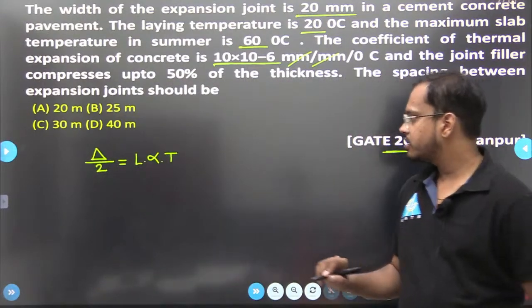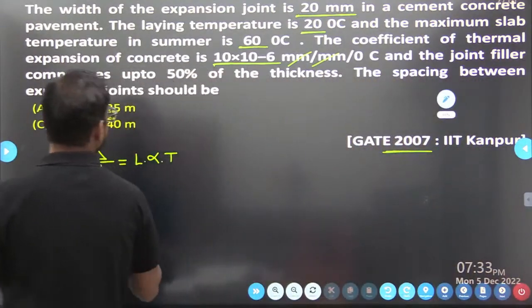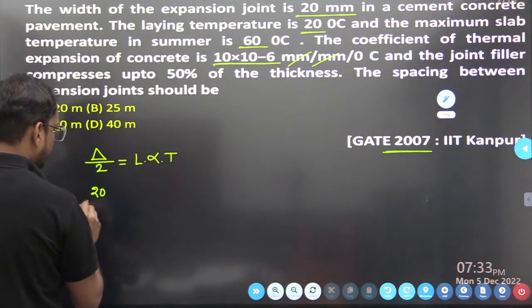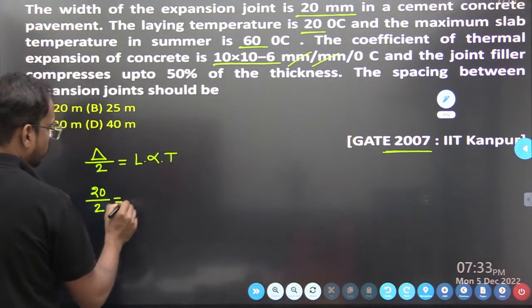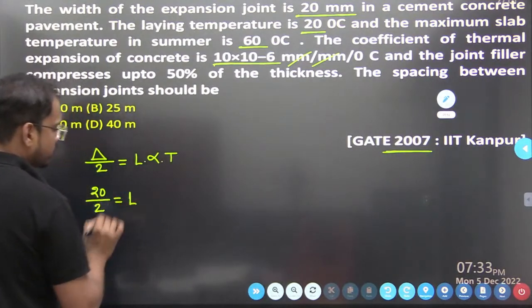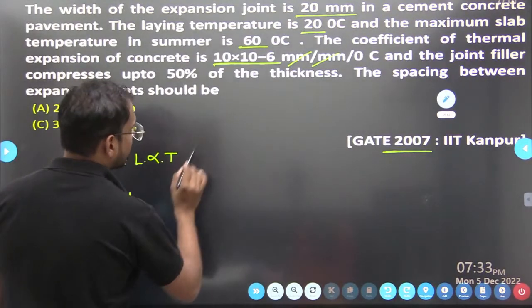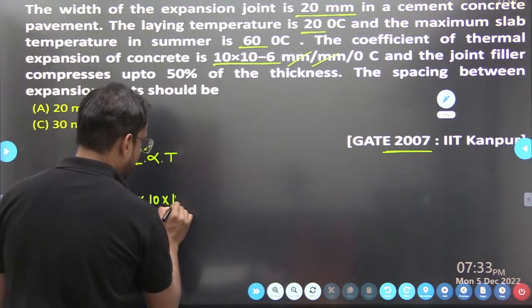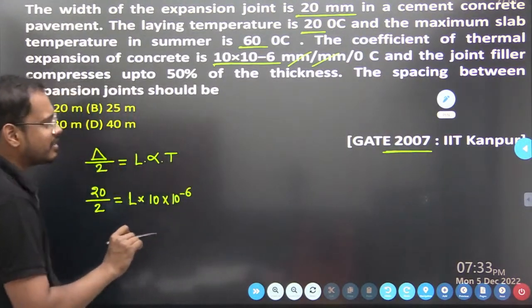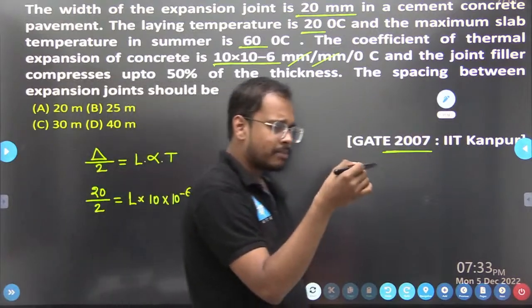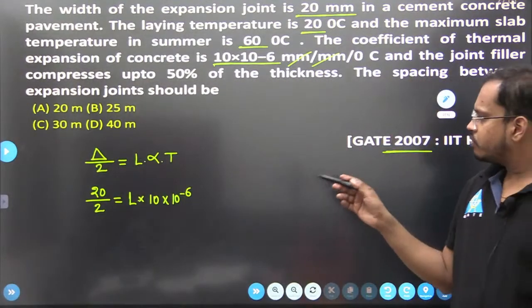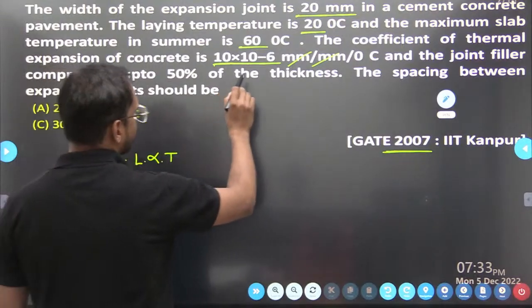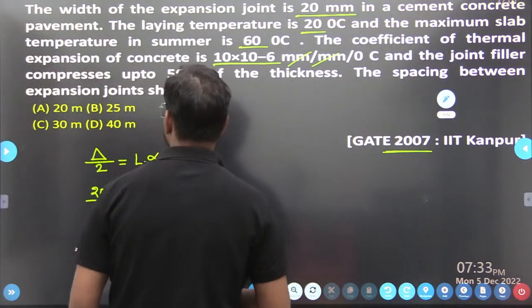Now see here, if I am interested to calculate delta by 2, what is the value of delta? Delta is 20 mm, given, so 20 divided by 2 is equal to L, that means spacing, multiplied by alpha. The value of alpha is 10 into 10 to the power minus 6 per degree Celsius, mm per mm, so mm cancels out. Clear?